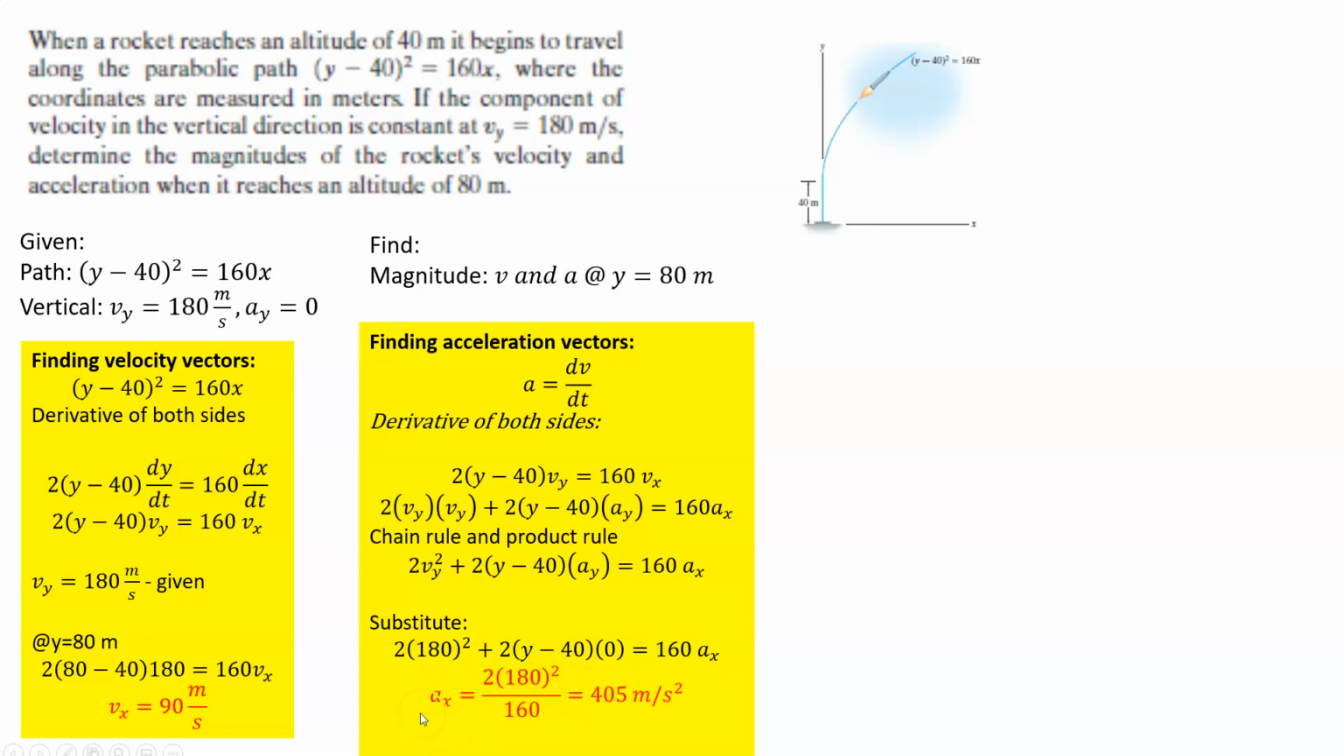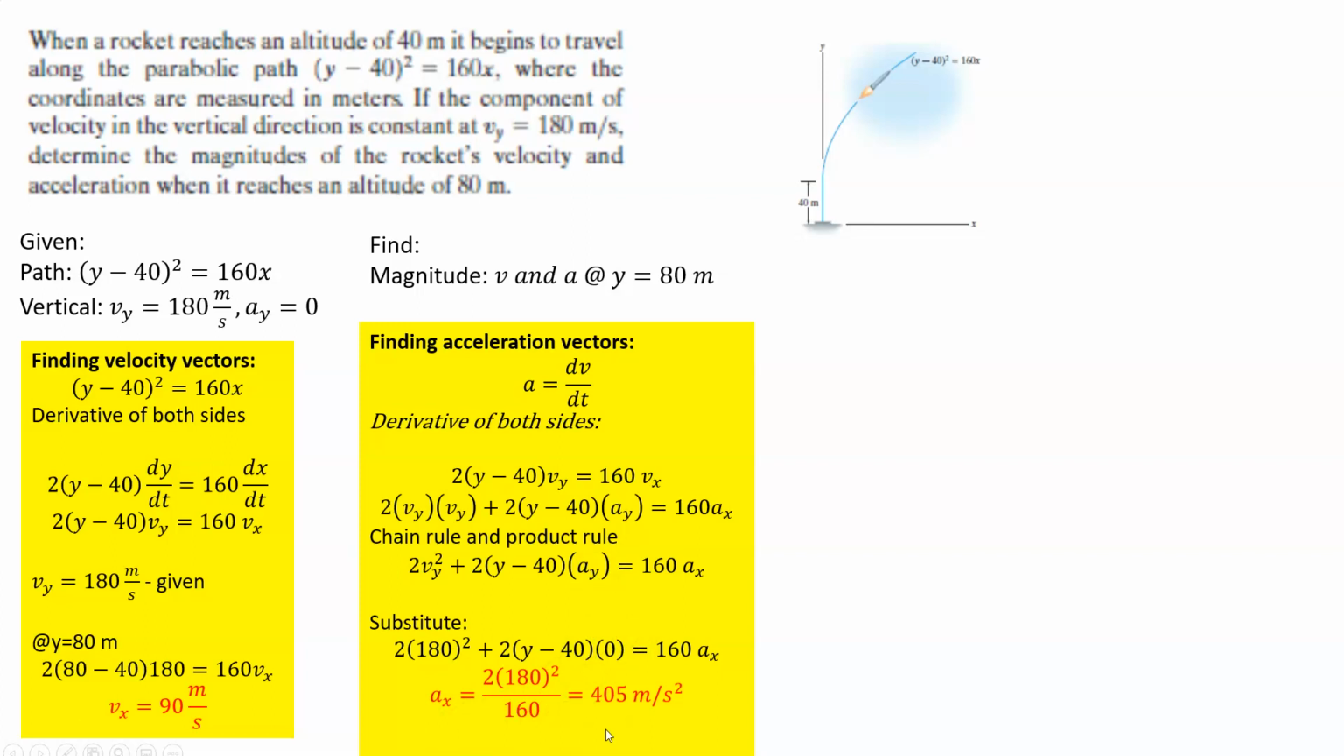So that gives us an equation for the acceleration. Or excuse me, this would actually go to 0. So what we end up with is 2 times 180 squared divided by 160, solving for ax. The x component is 405. So we have an x component for the velocity, an x component for the acceleration. And the y component for velocity was given, and the y component for the acceleration was also given.